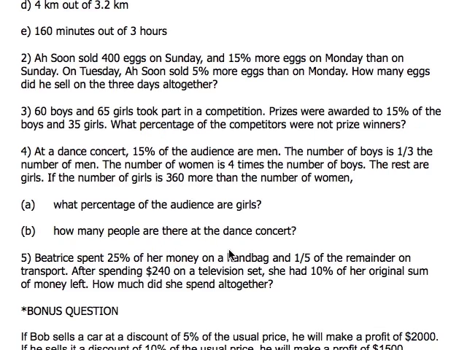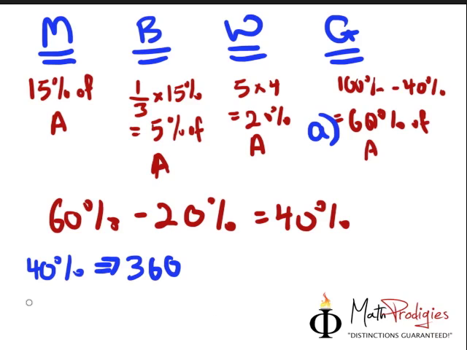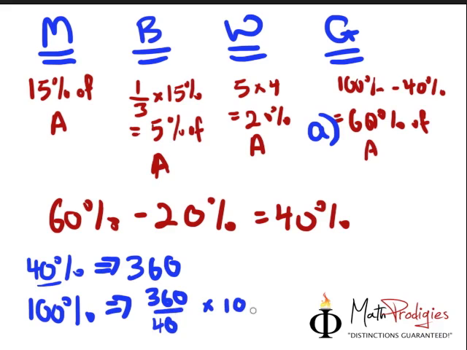And how many people are there at the dance concert? Simple. To find out the number of people at the concert, we simply find 100%. I'm going to give you a shortcut here. All you have to do is take 360 divided by 40 to get the 1%, and then you multiply it by 100. So what you'll get is 0 and 0 you cancel out. 36 divided by 4 gives you what? 9, 18, 27, 36. So it's 9. 9 times 100 gives you 900. How many people are there at the concert? There are 900 people. Alright, so basically that is the answer.